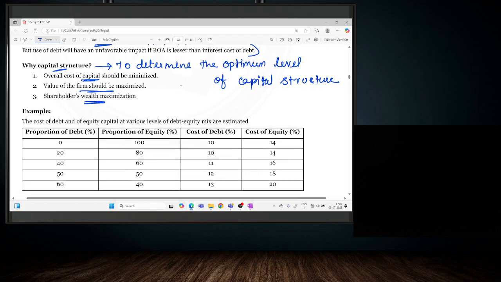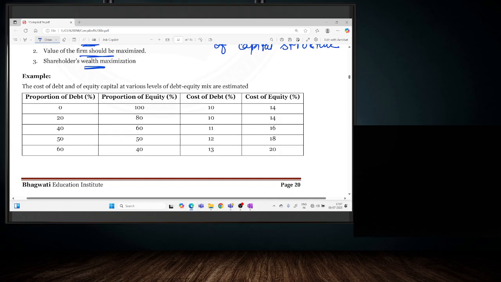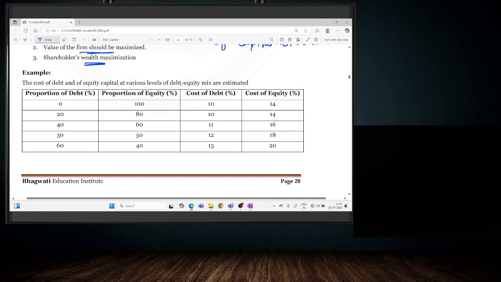Right? Now after doing this example, you will be able to understand it clearly. So after this example, we can call it a day. Right? We will continue with the next topics in the further sessions. So look at this example. Cost of debt and cost of equity share capital at various levels of debt equity mix are estimated. So the company can have, listen, when the proportion of debt is 0, what is the proportion of equity?